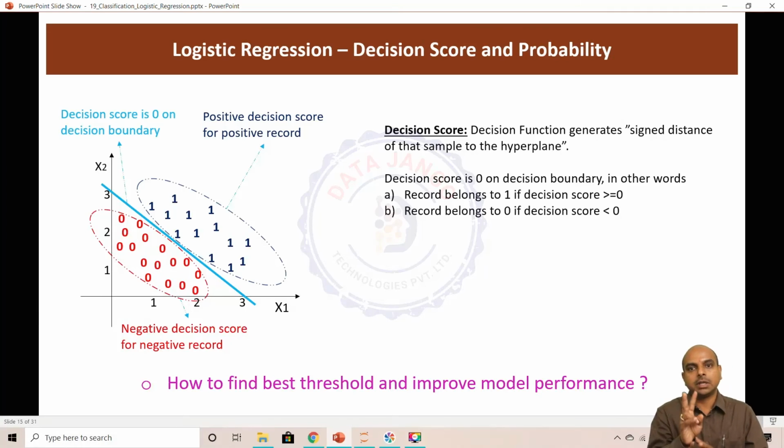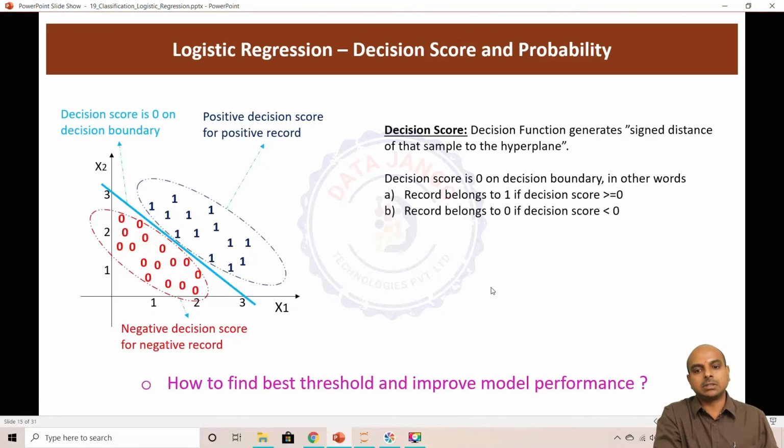There are two ways you can understand or find out the predictions. One is probability, or the logistic regression's sigmoid function's outcome, or decision score. Decision score is the distance between each data point and the decision boundary. So we will see how to find the best threshold to improve the model's performance.